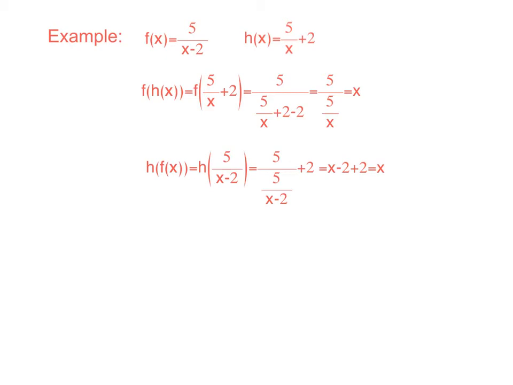So now we have h of f of x. So we take f of x, which is 5 over x minus 2, and we plug it in for x in the h function. So we end up with 5 over x minus 2, and that whole thing plus 2. Well, that first complex fraction simplifies to be x minus 2 plus 2, or it comes out equaling x. So, as you can see here, both of these composite functions are equal to x. So therefore, f and h are indeed inverse functions.